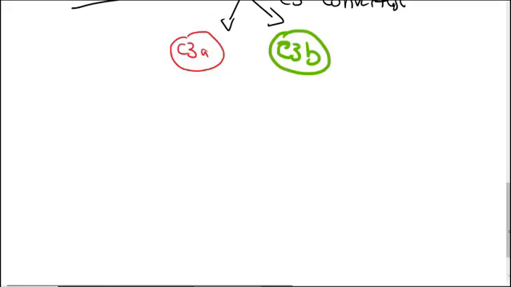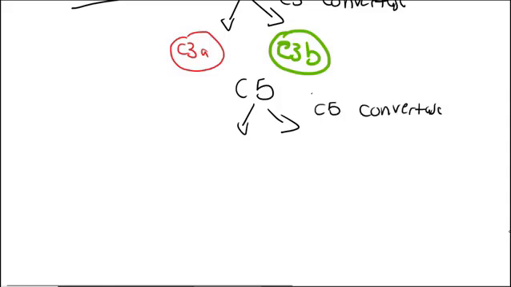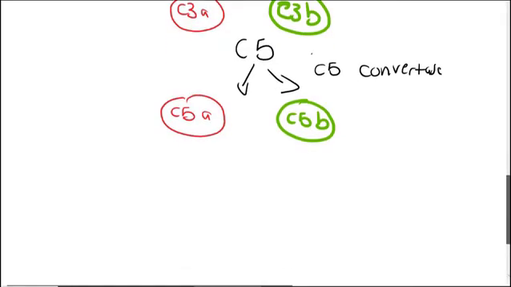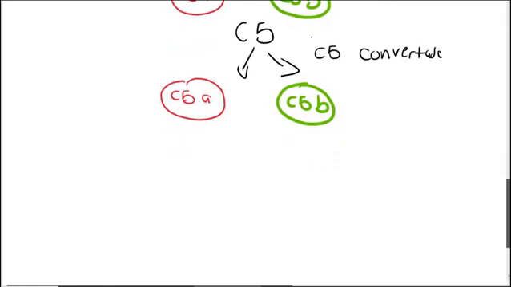That's the first step in the cascade. The next step involves C5. Once the complement system recognizes that C3 has been split, C5 convertase gets produced next. C5 convertase is going to split C5 into C5a and C5b. Now that these proteins have been split and produced, the complement system can start acting and fighting against the pathogen.